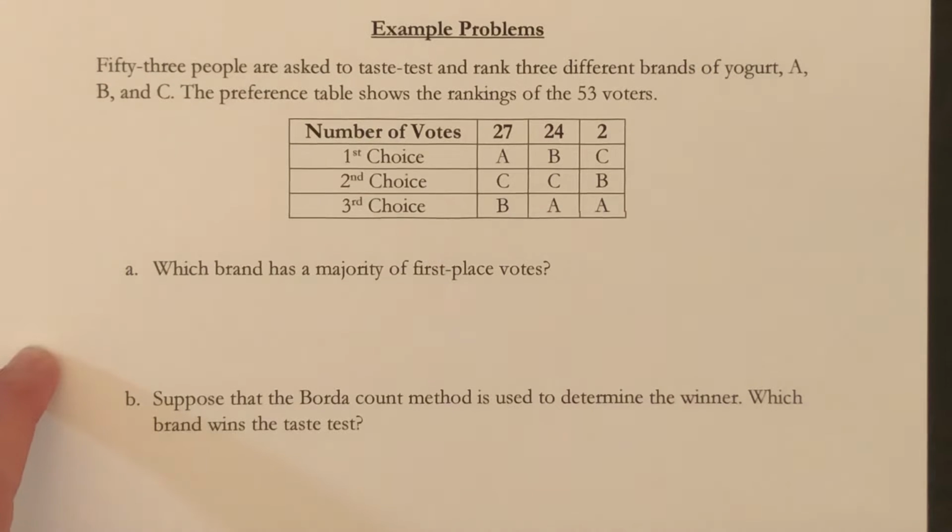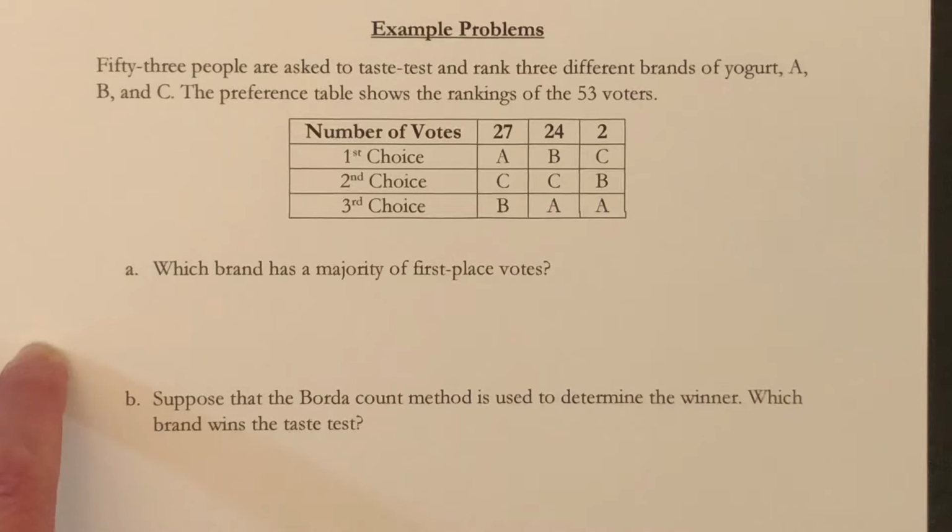This is part 5 of the voting methods section. 53 people are asked to take a taste test and then rank 3 different brands of yogurt, A, B, and C. The preference table shows the rankings of the 53 voters.